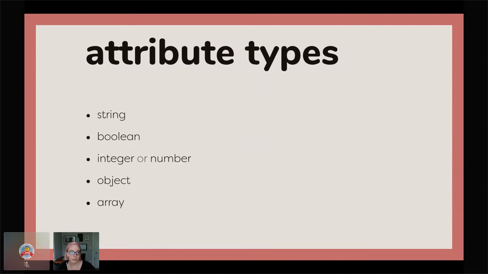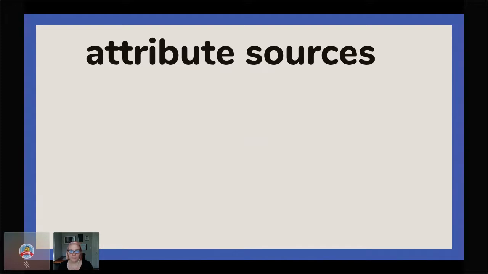To start out with, attributes can be strings, booleans, integers, or numbers, which seem to be the same thing, objects or arrays. Not every type is compatible with every source, and we'll talk about that more as I talk about what sources are. So sources, you can have a default, attribute, text, HTML, query, and meta. Well, and a few others that didn't quite make this list, but we'll get there. So let's dive into what each of these mean.